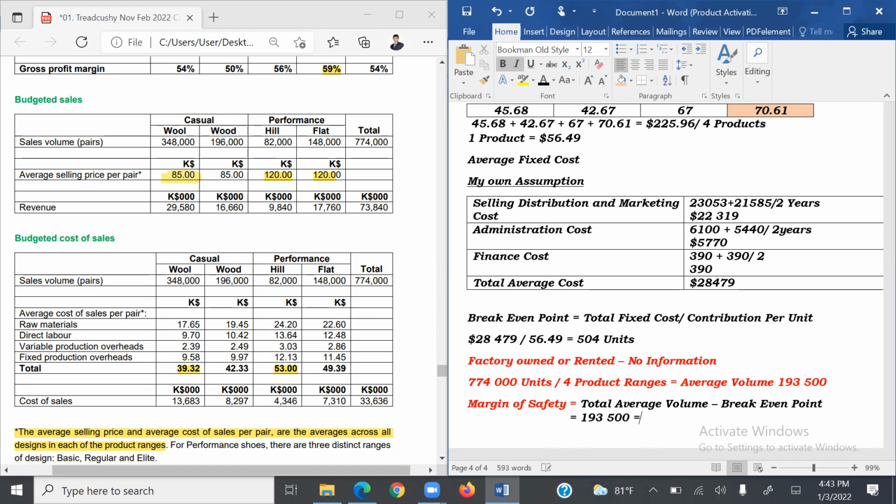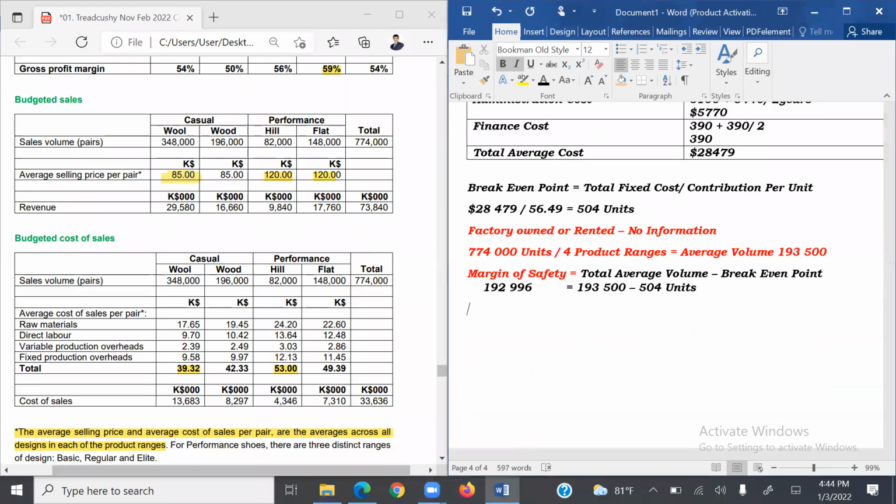193,500 minus the break-even point, which is 504 units. So effectively, students, how much will be the answer? It's going to give you 192,996. Yes or no? Yeah. So effectively, students, based on the average figures, I can say we are a very fast-growing company, and we are also having good control of our manufacturing base as well.